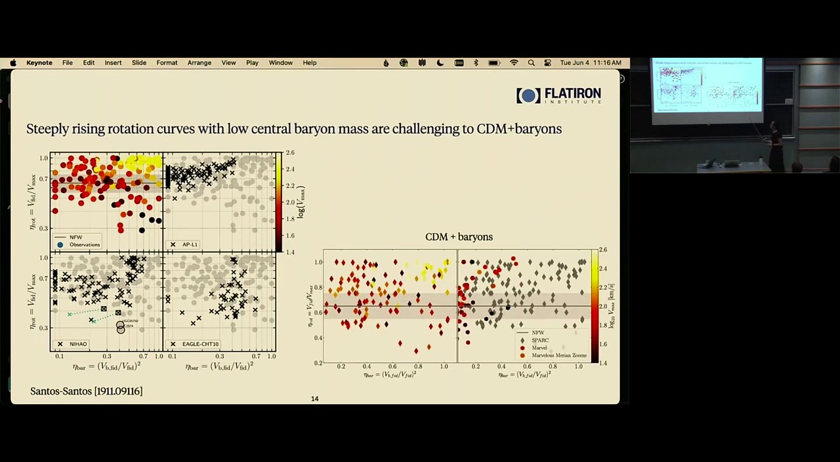So now I'm showing the same thing with my CDM plus baryon simulations. So this is the SPARC data, again colored by Vmax on the left. On the right, I'm showing SPARC in gray, and I'm showing my simulations, again colored by Vmax. And what you see is for the region where I'm producing the simulations, I am able to produce these objects that are more steeply rising than NFW, but have low baryonic mass fractions.